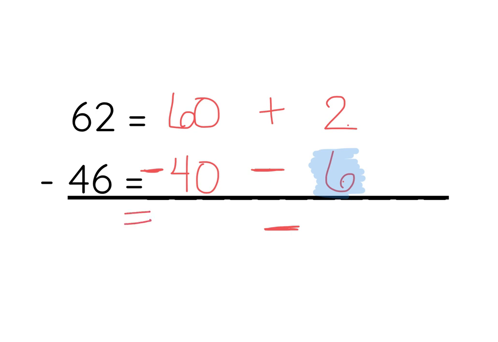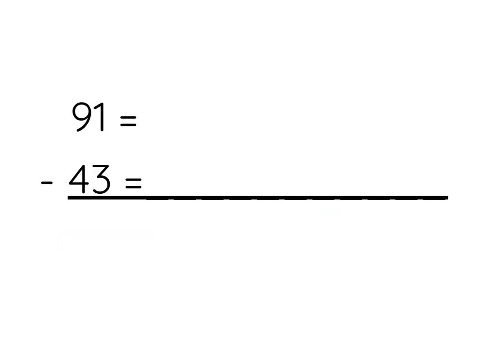So subtract 60 minus 40 equals 20. 2 subtract 6 equals 4. Use your partners and know that 20 minus 4 equals 16. Great job.